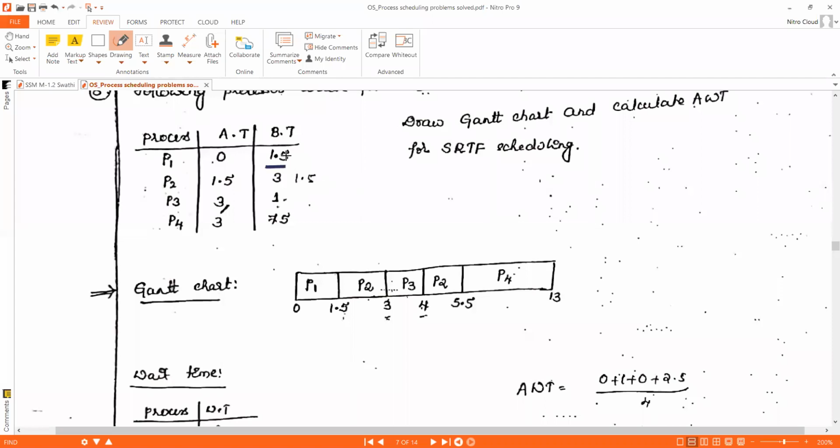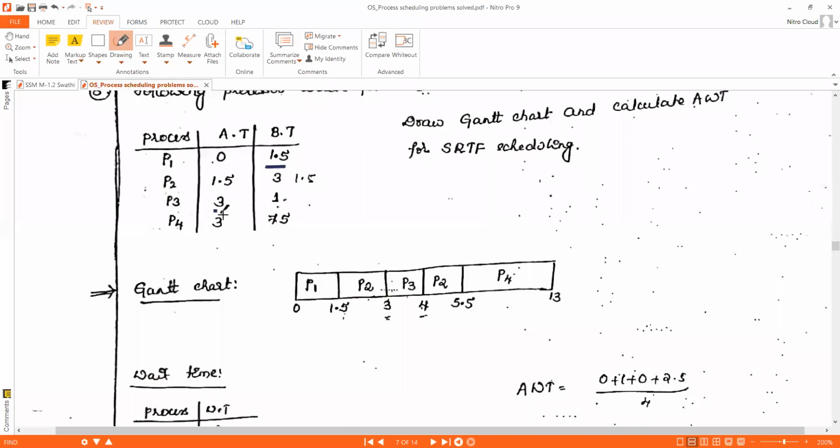Its burst time is 3 milliseconds. Now the CPU is free at 1.5 milliseconds. It completed process 1's execution. So the CPU will be allotted to process 2. The CPU will start executing process 2, whose burst time is 3 milliseconds. It will execute for 1.5 milliseconds. At that time, process 3 will arrive in the ready queue at clock time 3 milliseconds.